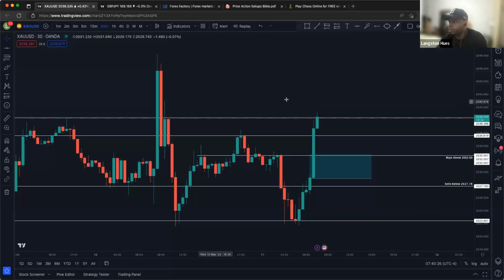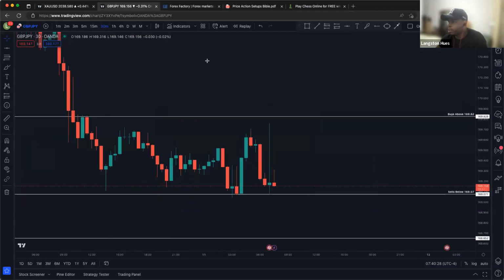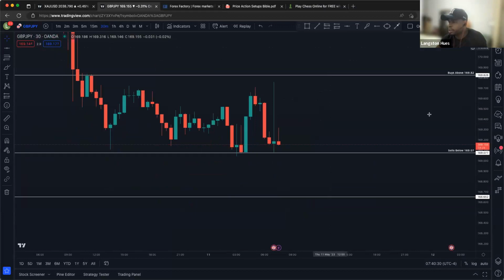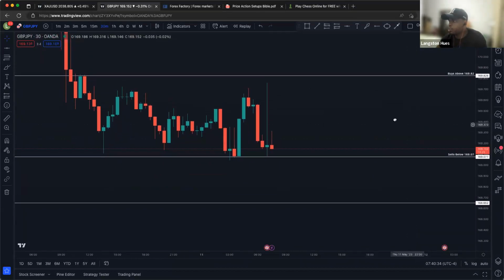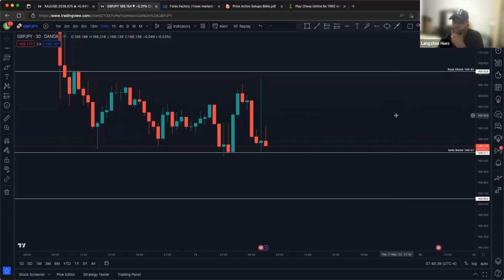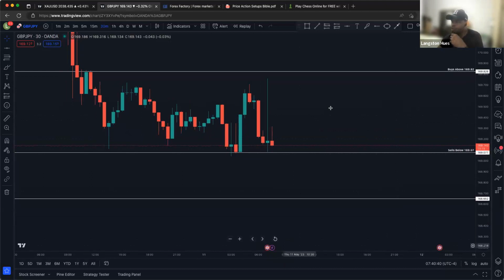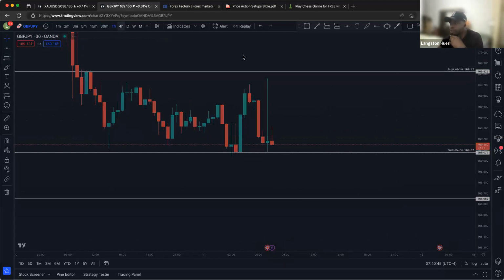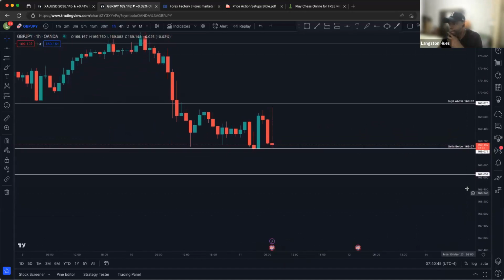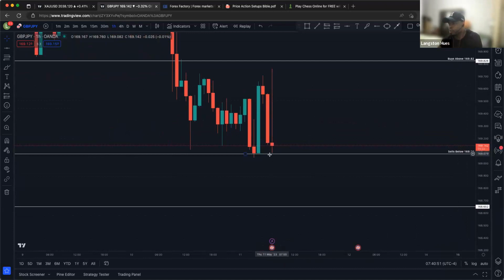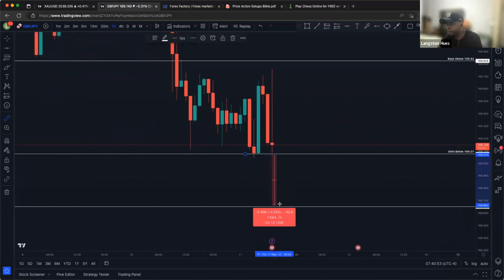20 minutes remaining until we have a 1 hour closure. Oh, look at that. Rejection. So we might get the 30-minute closure on British pound below. Let's see. We got 20 minutes remaining. So it could be an hourly closure. It can be a 30-minute closure. Let's look at the 1 hour. Closure below there. Closure below.